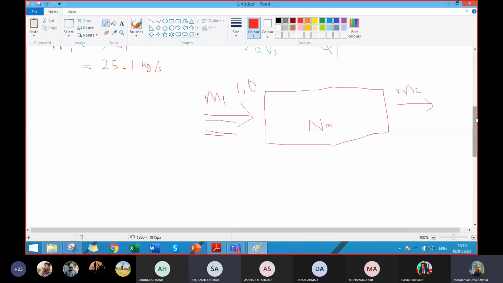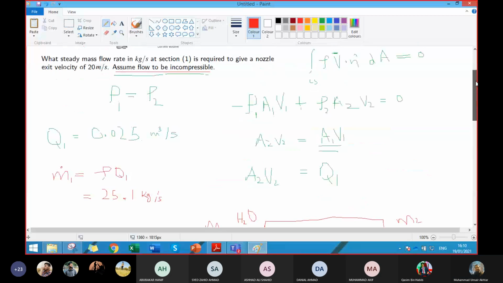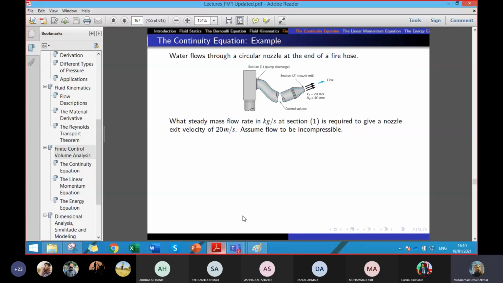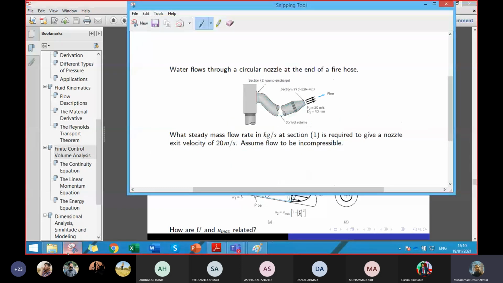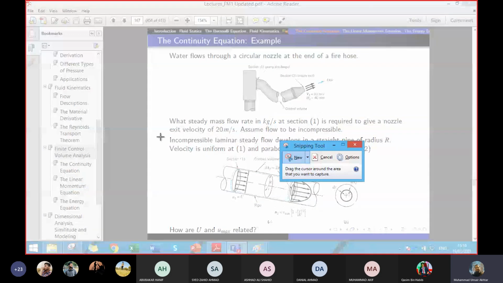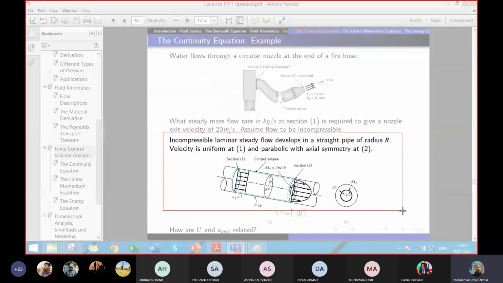Any question else? Okay, if it's clear, then we move to the next problem. This is a very similar problem. We will be applying this to see how, if the area is variable, you will deal with that problem, and how the continuity equation will be modified. So we just do this problem.